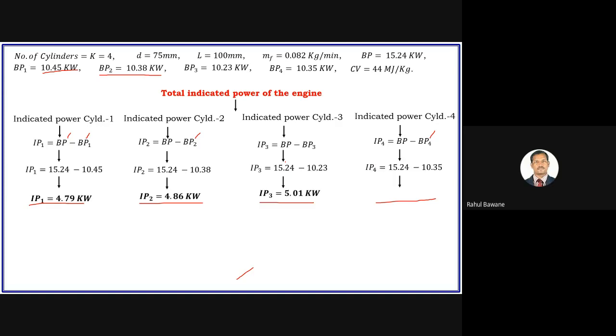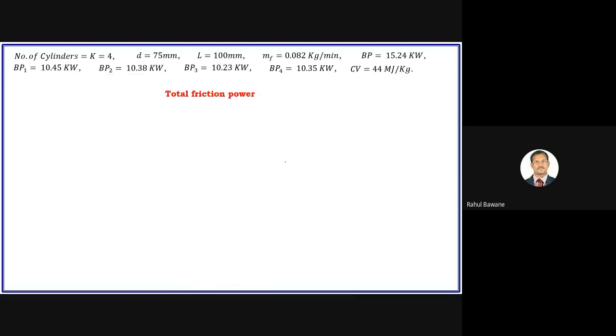So this is the total indicated power, then friction power.